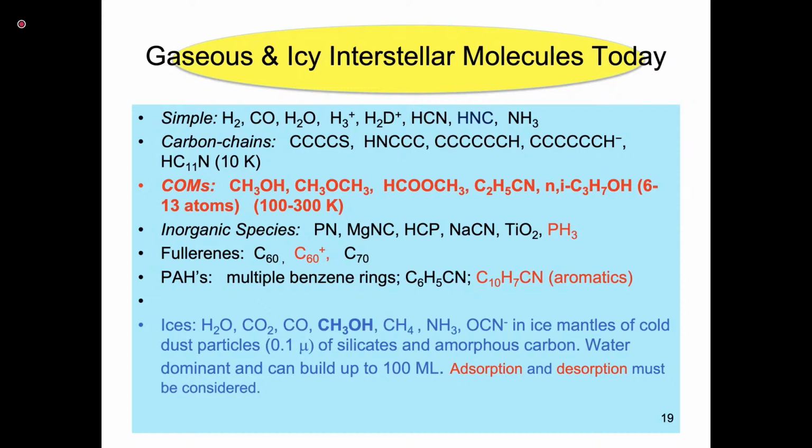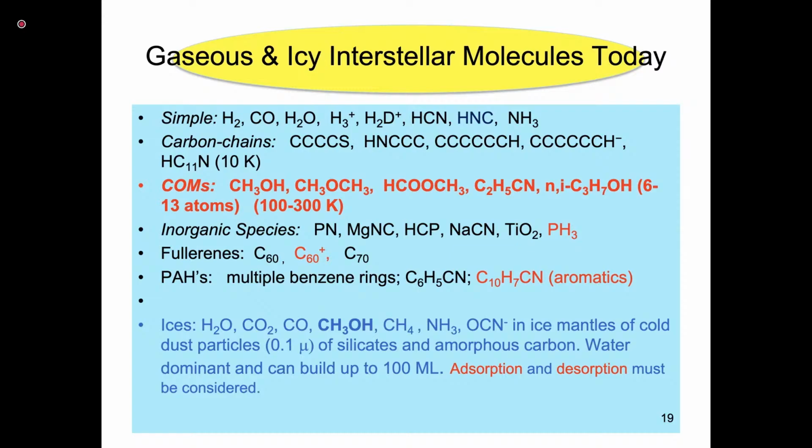So the first class molecules are simple, so they're small is another way of saying it. Mostly diatomics or triatomics, except for ammonia on the far right. So we've seen H2 and CO, a lot of water. This is now in the gas. There's also stuff in the ice on the bottom here. We'll get to that.